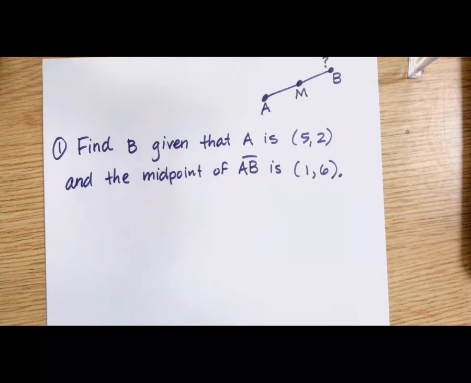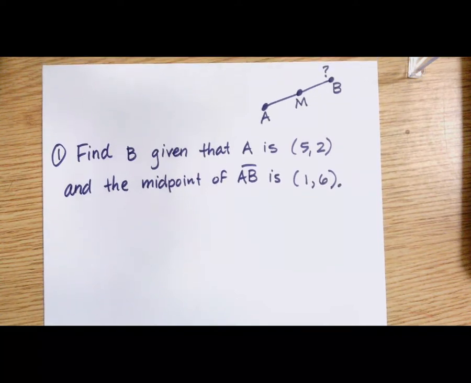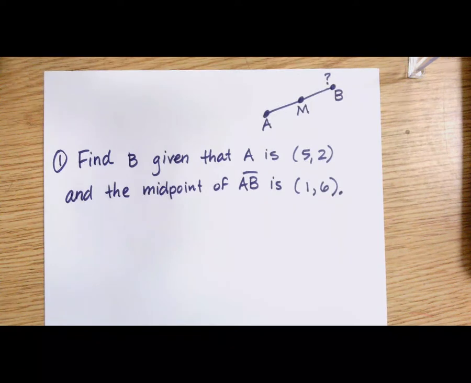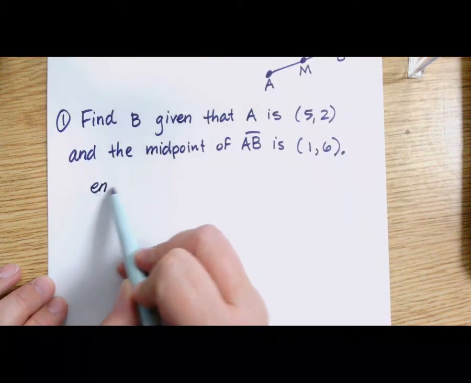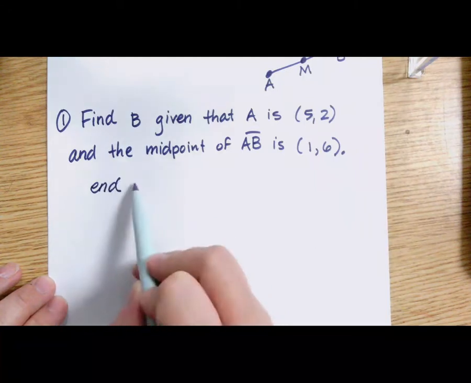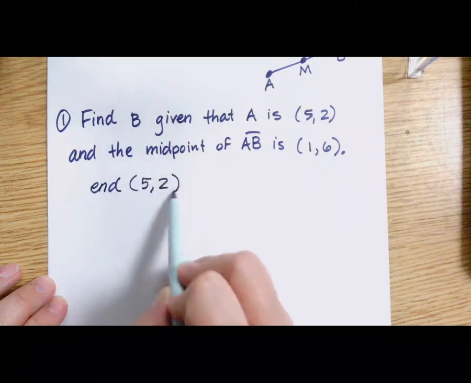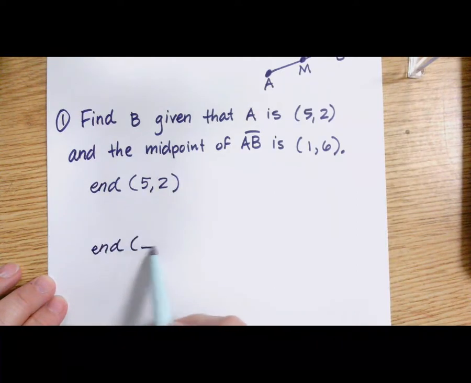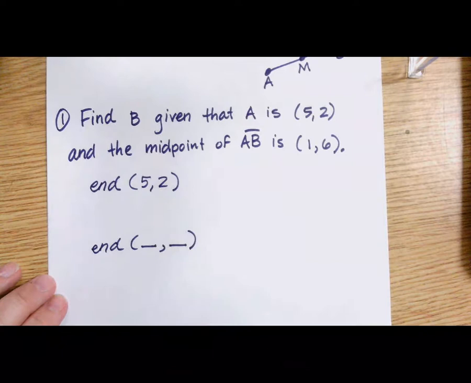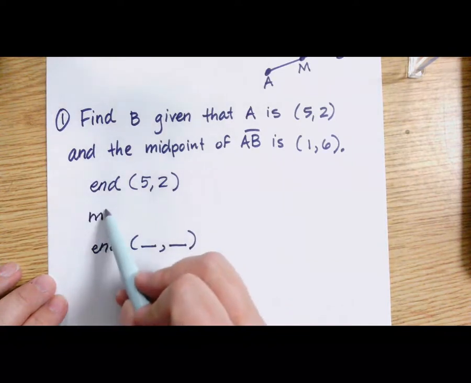All right, so on this one, it says find B, which we're saying B is the missing endpoint, given that A is at 5, 2, and the midpoint of segment AB is at 1, 6. So we could do this with the formula, but my favorite way to do this is as I'm about to show you here. I think about the endpoints, and A is one endpoint, and B is the other endpoint. I'm going to say blank, blank, because I don't know what B is. And then I put the midpoint right in the middle between the two.